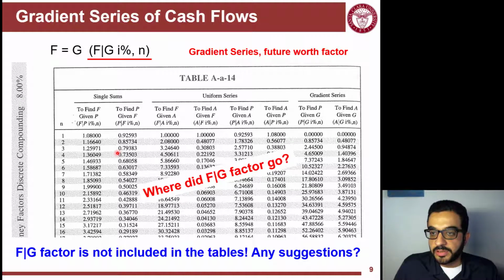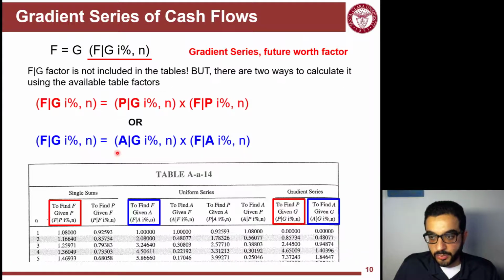Think about it. What is available to us? I have P given G and I have A given G. Can I use these factors to figure out F given G? The answer is yes. I can actually use the factors given to us to figure out, or you can say invent, a third factor, F given G. If I use P given G, this means I'm calculating the present worth of a gradient series. It's not the future, which is what I'm looking for, but I can bring that present to the future through an F given P factor. So I multiply these two factors.